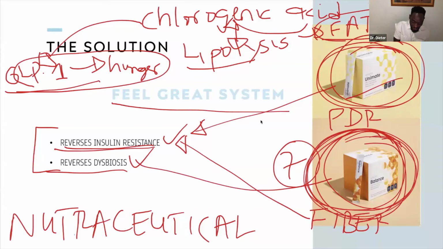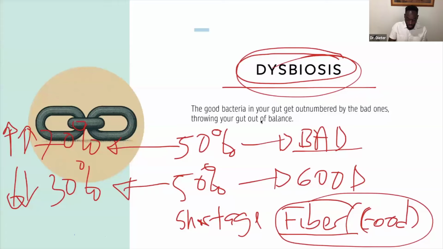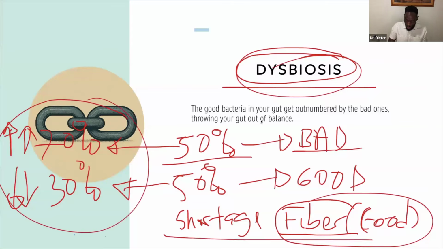The last thing is that fiber helps to reverse dysbiosis. Fiber is food for the microbiome. Remember, we developed this imbalance because of the shortage of food. So fiber is food for the microbiome.